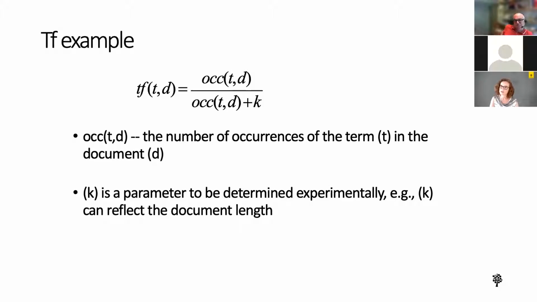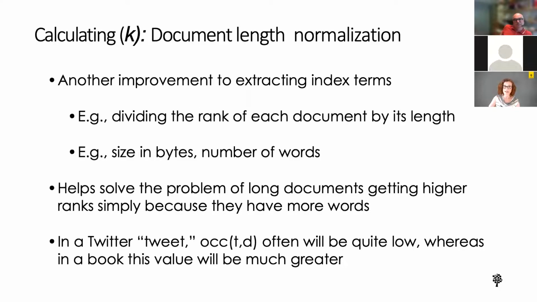If it's found in the middle of a long book and only there, then it should have a different weight. But often K is really a parameter determined to reflect the document length. So if you have documents of different length in the collection, you can take that into account.